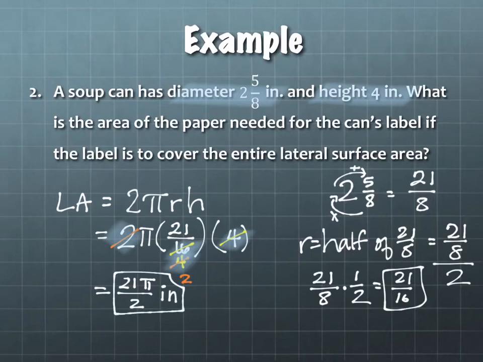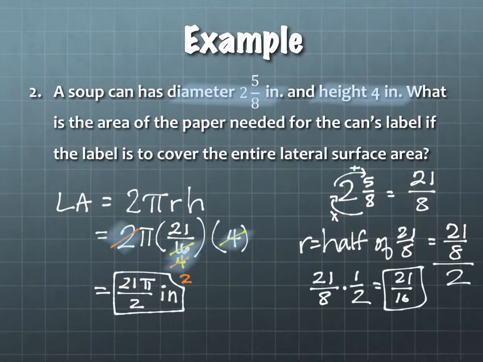Now, more often than not, it doesn't make sense to really leave it in that kind of a form. We're talking about a soup label, right? And if you tell somebody who's creating the soup label that the area needs to be 21 pi over 2, they're probably going to give you a funny look and say, no, really, right? That's not what I meant. So if you want to grab your calculator, you can get a decimal approximation. Please do make sure that you're using the pi in the calculator, not any approximation for it. We're not using 3.14. There is a pi that will be more accurate in the calculator.